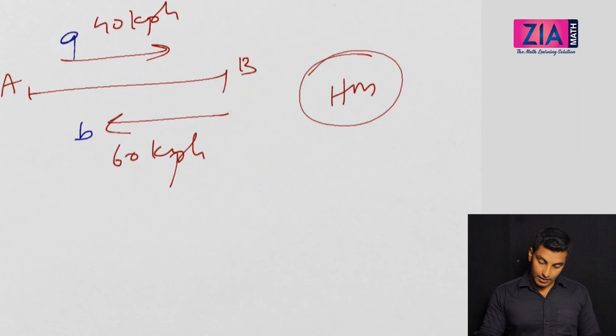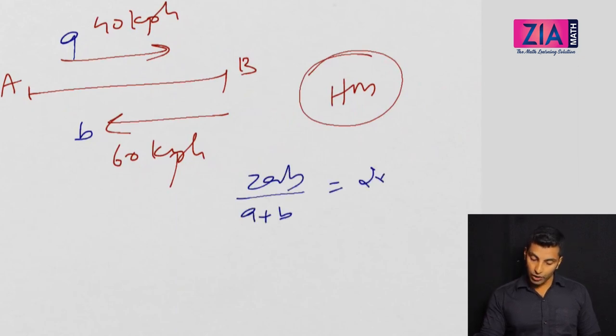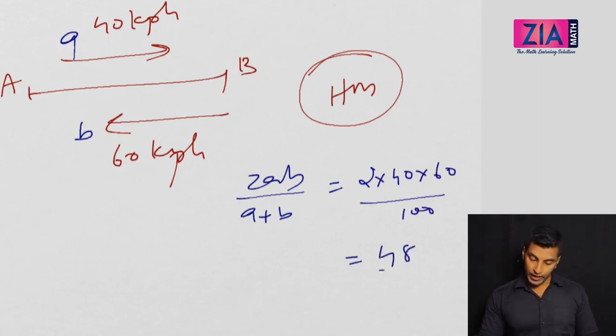The answer is 2AB by A plus B. Like here, 2 into 40 into 60 divided by 40 plus 60, that is 100. So effectively you will get 48. Why? This is 2400 into 2, 4800 divided by 100, 48.